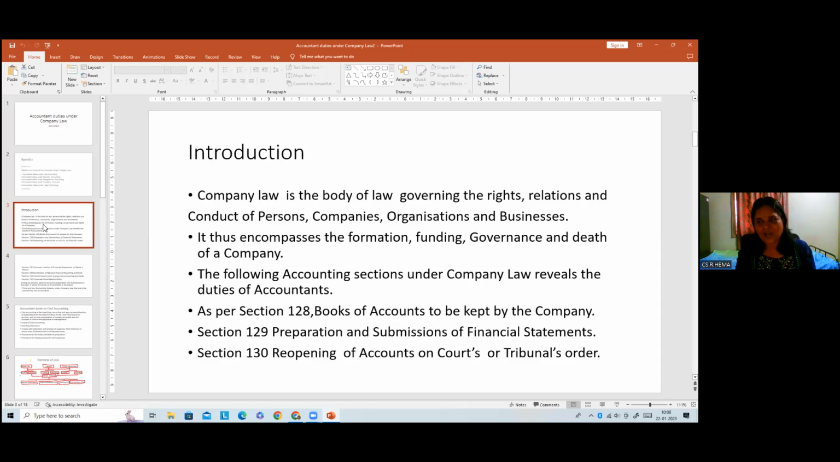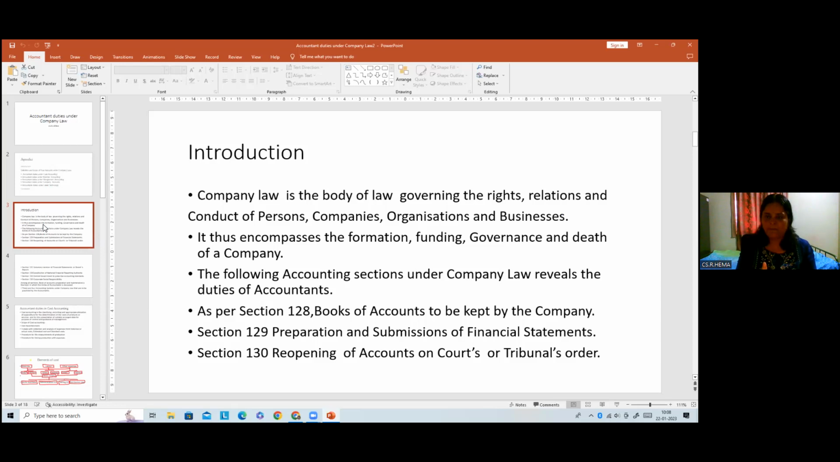Not only them, now all accountants are going to use the company law by means of attending this session. It thus encompasses the formation, funding, governance, and death of a company. From formation to death, this company law is a very important subject that a company should go through and continue their business.